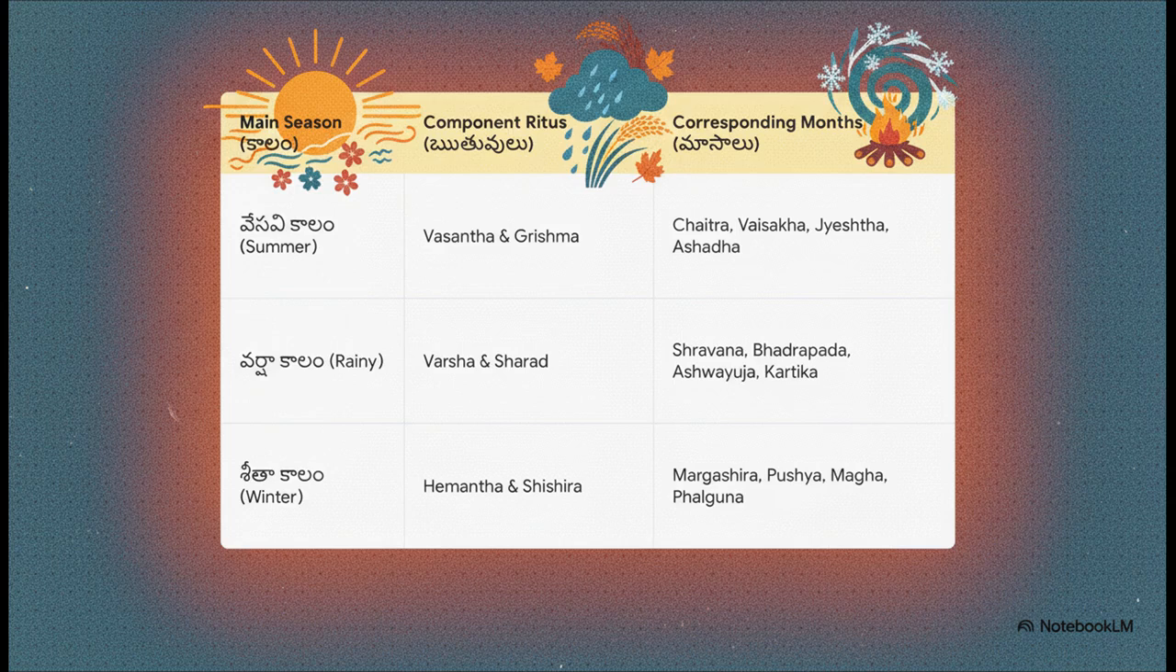They pair up perfectly. Vasanta and Grishma combine to make the broader summer. Varsha and Sharad team up to create the rainy season. And Hemantha and Shishira make up winter. It's just this beautifully logical and elegant system.